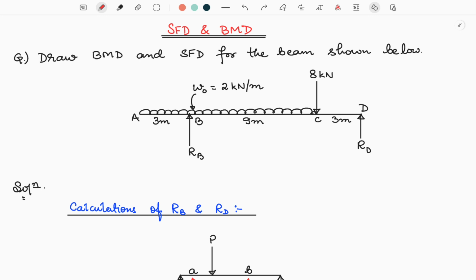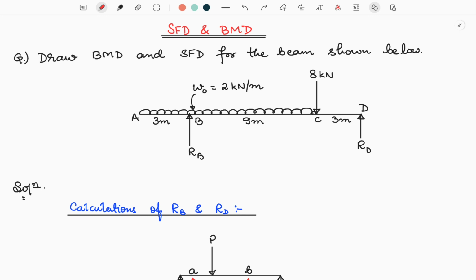Today we will learn about shear force diagram and bending moment diagram. This topic is related to the subject of strength of material. It is highly useful for civil and mechanical branch. So let's try to understand how to draw shear force diagram and bending moment diagram with the help of an example.